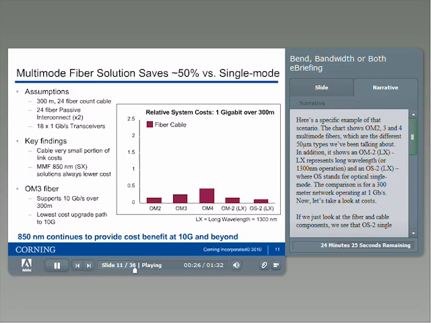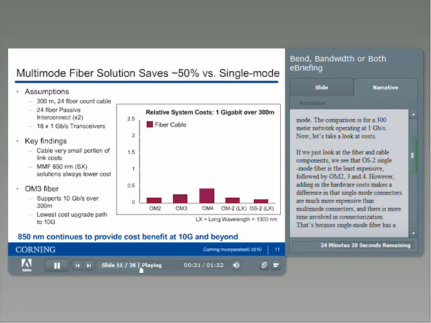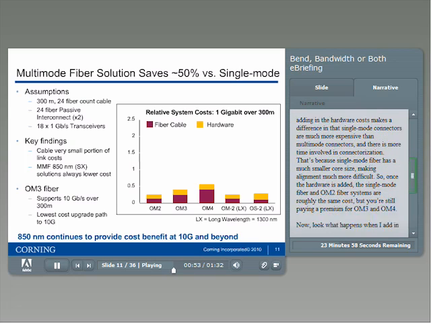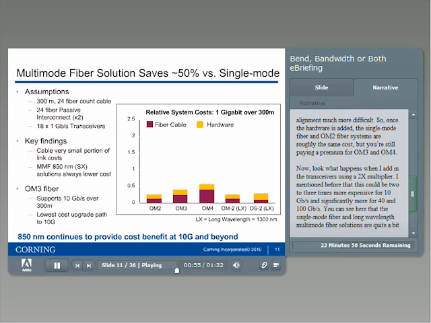Now let's take a look at costs. If we just look at the fiber and cable components, we see that OS2 single-mode fiber is the least expensive, followed by OM2, 3, and 4. However, adding in the hardware costs makes a difference in that single-mode connectors are much more expensive than multi-mode connectors, and there is more time involved in connectorization. That's because single-mode fiber has a much smaller core size, making alignment much more difficult. So once the hardware is added, the single-mode fiber and OM2 fiber systems are roughly the same cost, but you're still paying a premium for OM3 and OM4.